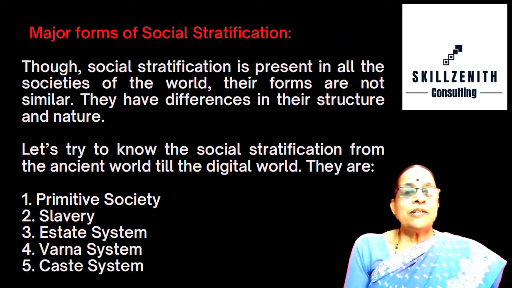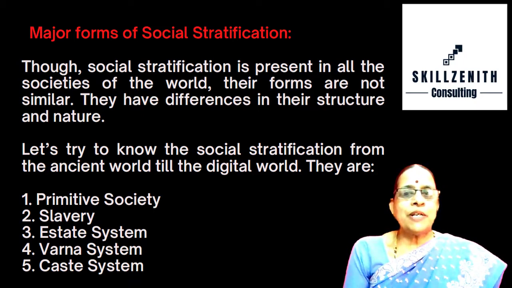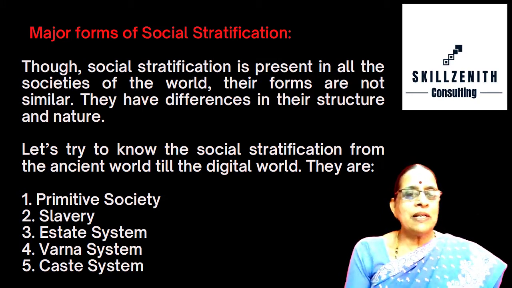Major forms of social stratification. Now let us learn about the different forms of social stratification. Though social stratification is present in all the societies of the world, we have already learned that it is universal in nature. Their forms are not similar, not uniform, not equal. They differ from area to area, region to region, etc. They have differences in their structure and nature also. So the structure and nature of social inequality or social stratification also changes with the changes in the society.